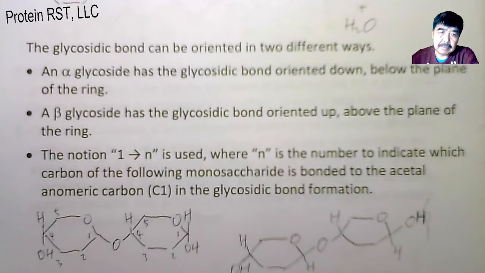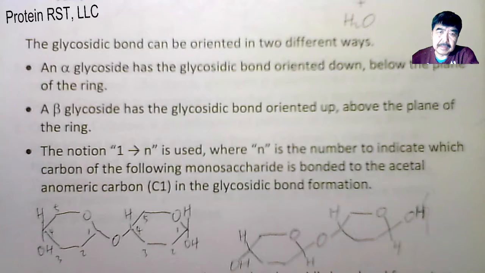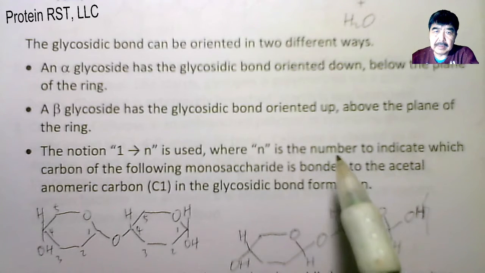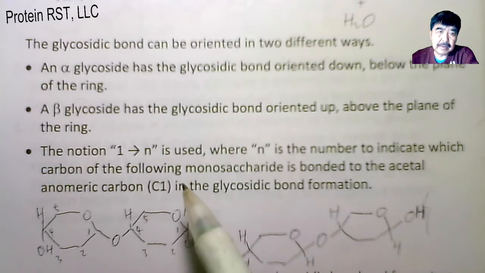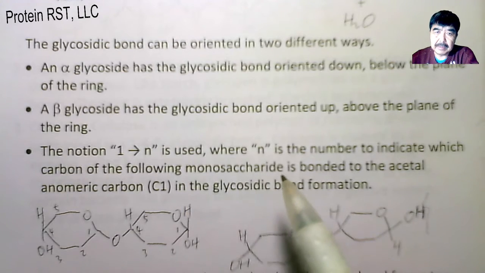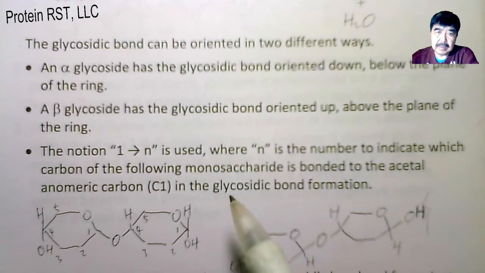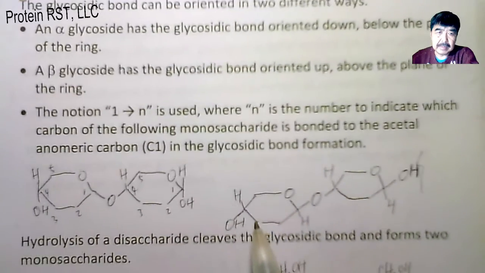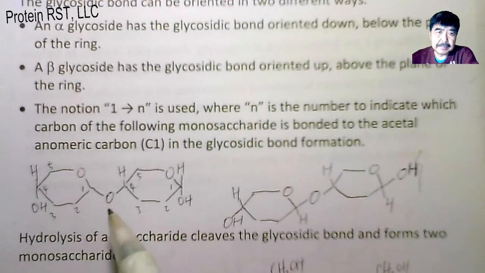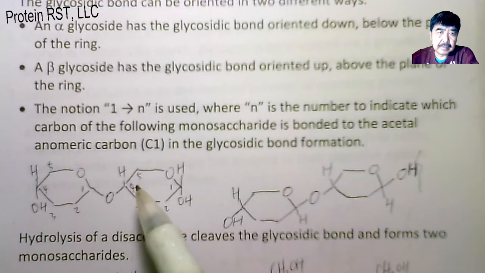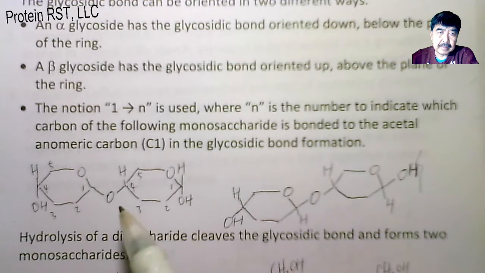The notation 1 to n, where n is a number, is used to indicate which carbon of the following monosaccharide is bonded to the acetal anomeric carbon C1 in the glycosidic bond formation. Take a look at this. Okay, this is 1 to 4. It's a 4 position glycosidic bond.